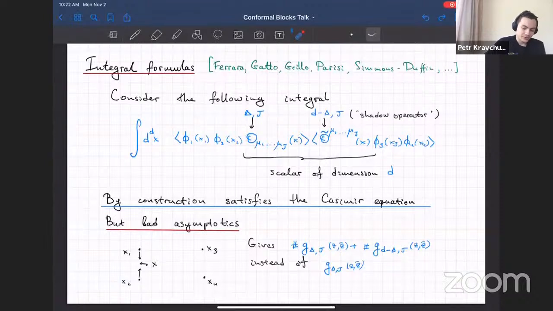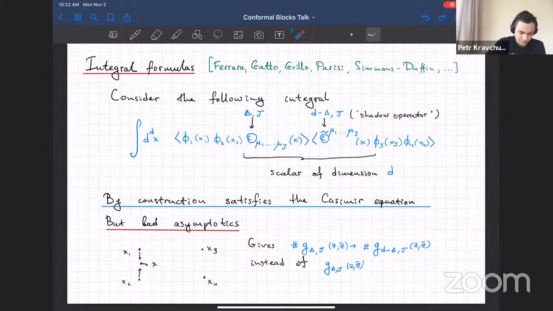And the basic idea is relatively simple. Let's just consider this integral. You take a 3-point function of two scalars and an operator O, a traceless symmetric operator. So it has some traceless symmetric indices mu1 through mu_j. And this doesn't have to be a physical 3-point function. It can just be this tensor structure. And this operator has scaling dimension delta and spin j.